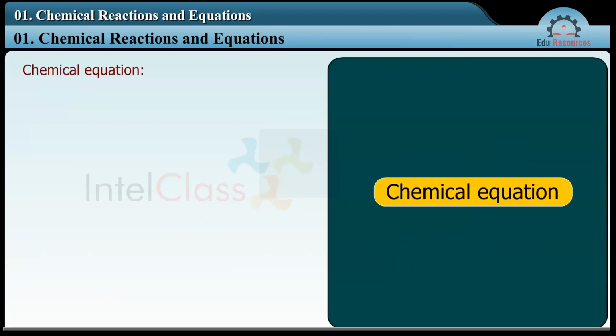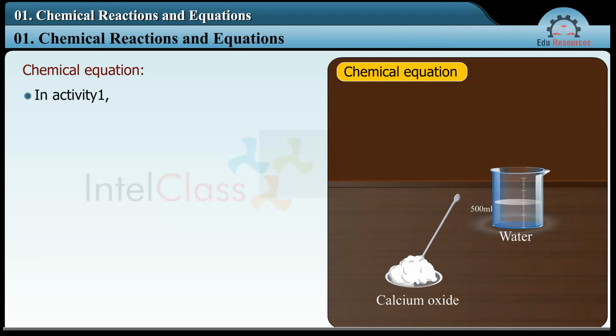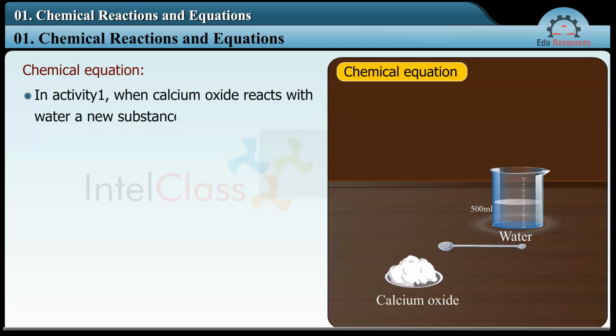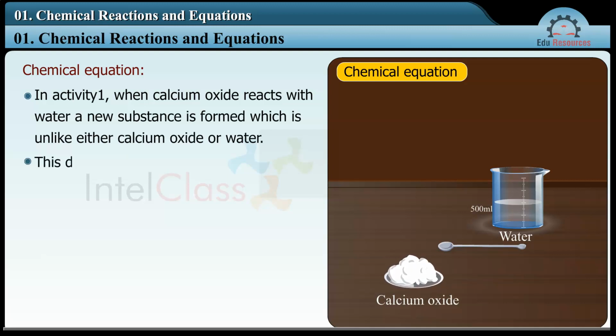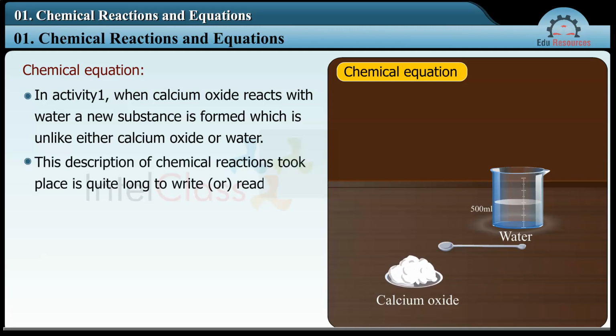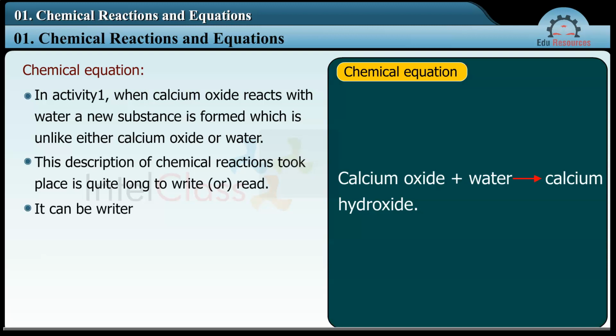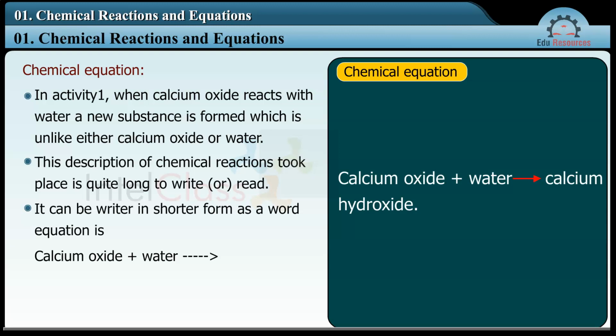Chemical equation. In activity 1, when calcium oxide reacts with water, a new substance is formed which is unlike either calcium oxide or water. This description of chemical reactions takes a long time to write or read, so it can be written in a shorter form as a word equation. Calcium oxide plus water gives rise to calcium hydroxide.